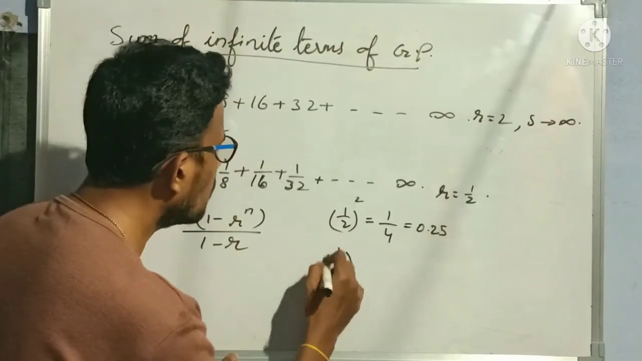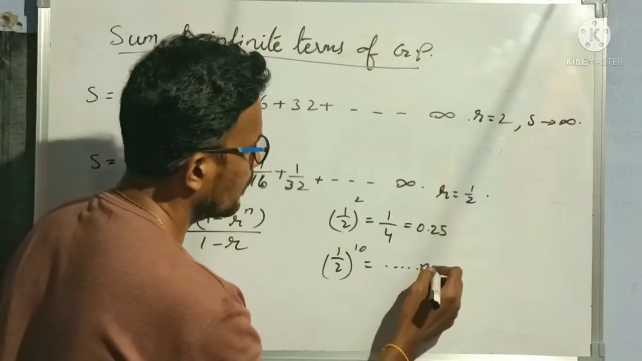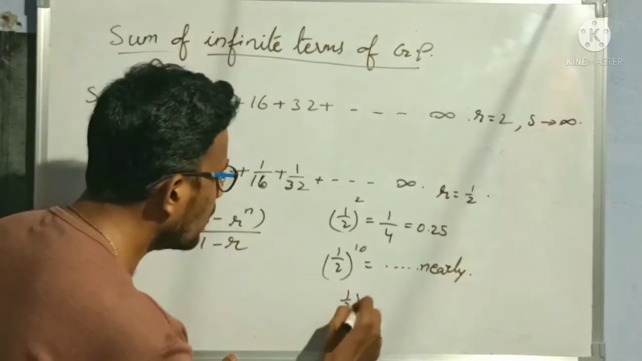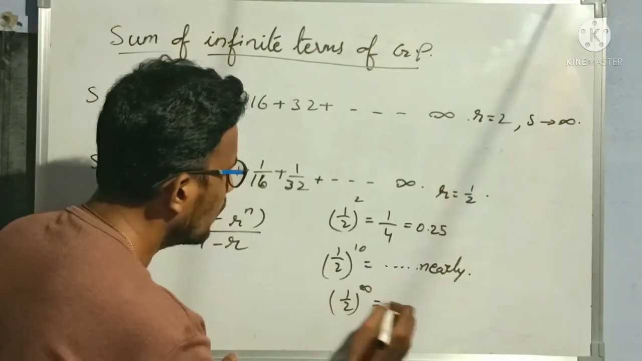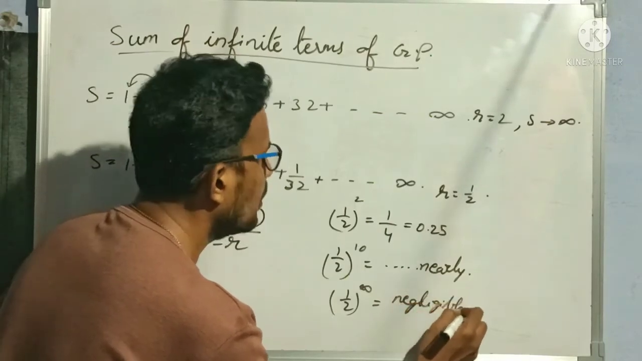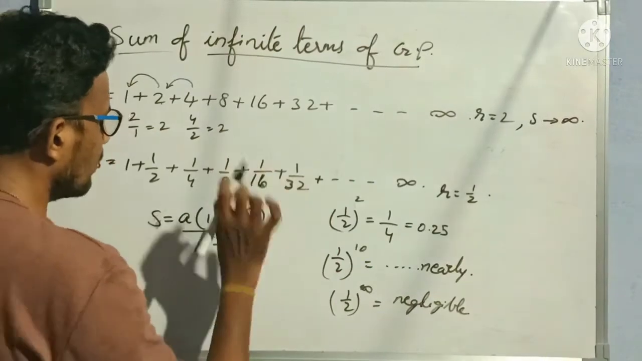How about 1 by 2 whole power 10? This is nearly 0, right? In the same way, 1 by 2 whole power infinity is negligible, right? Negligible means we can't take any value further. So here R power n will go.